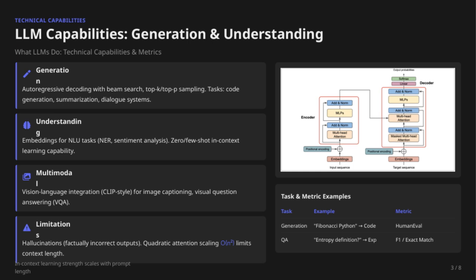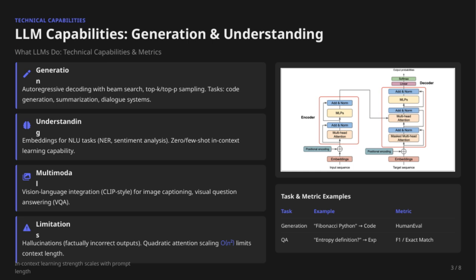Moving into multimodal capabilities, these models are also beginning to integrate vision and language, like CLIP-style models that handle image captioning or visual question answering. This opens up new possibilities for understanding and generating content across different modalities. We also use embeddings for natural language understanding tasks, such as named entity recognition or sentiment analysis. These models can handle zero-shot or few-shot learning, meaning they can adapt to new tasks with minimal example data.